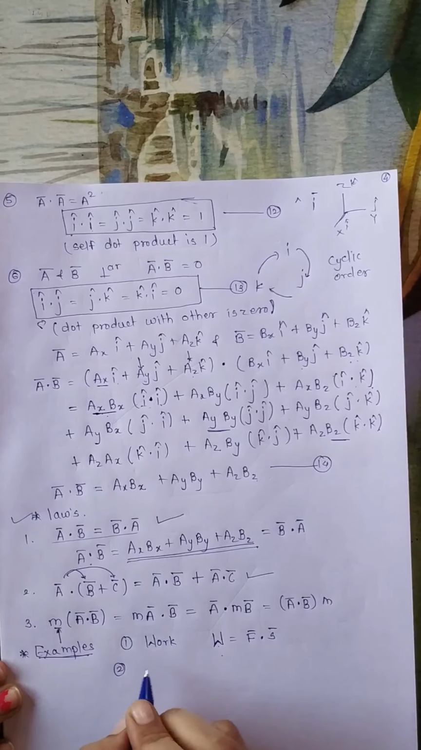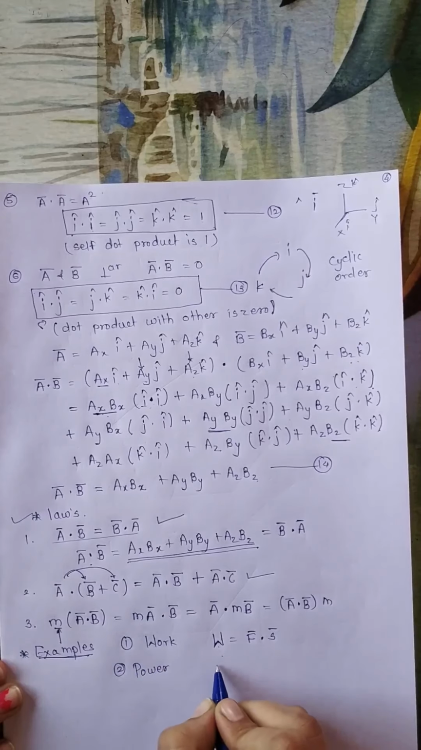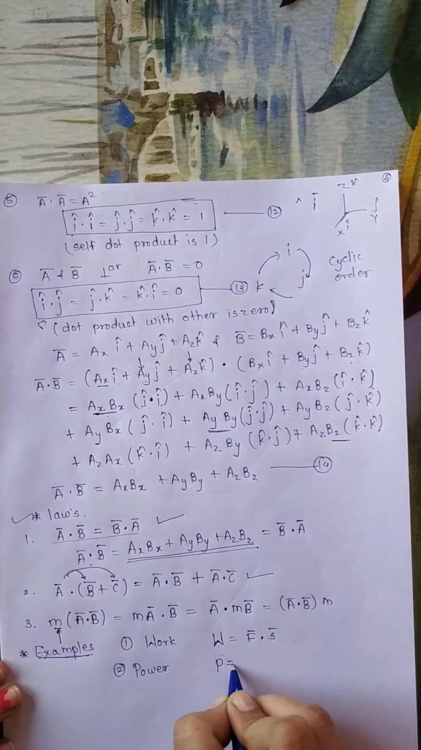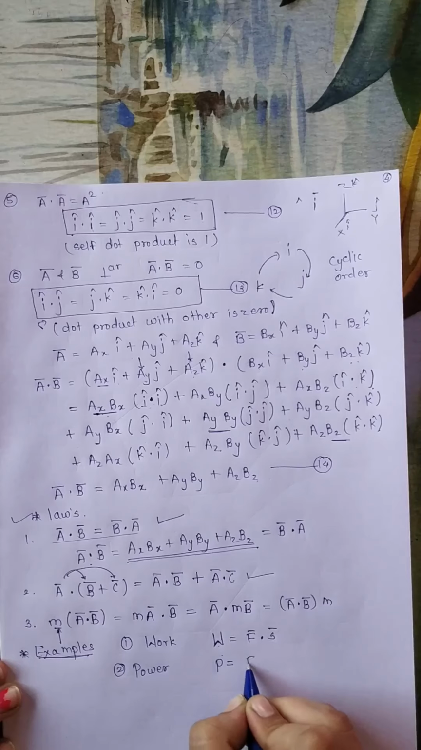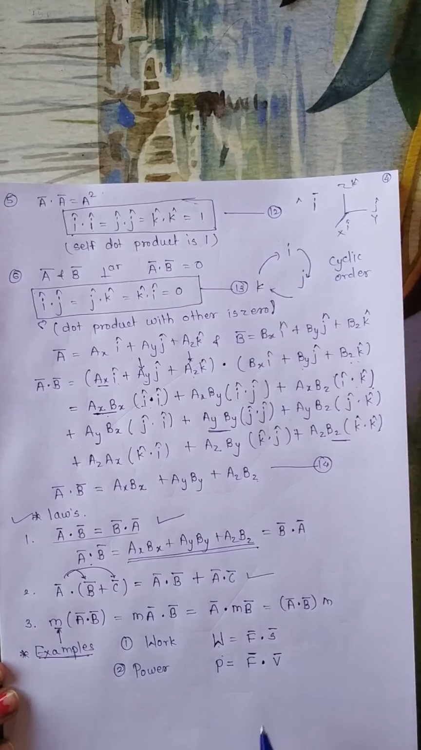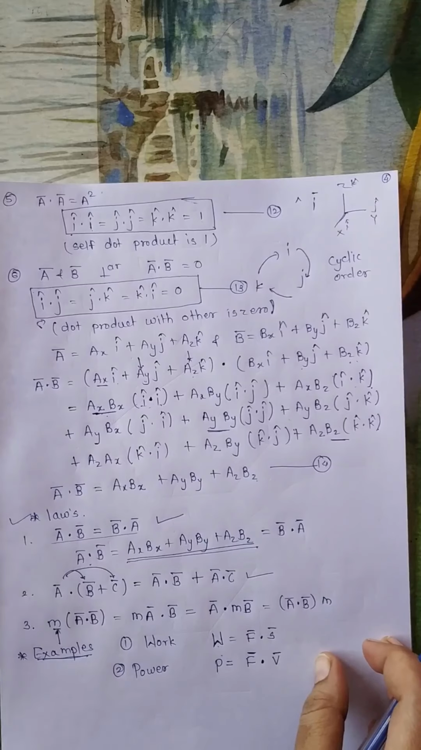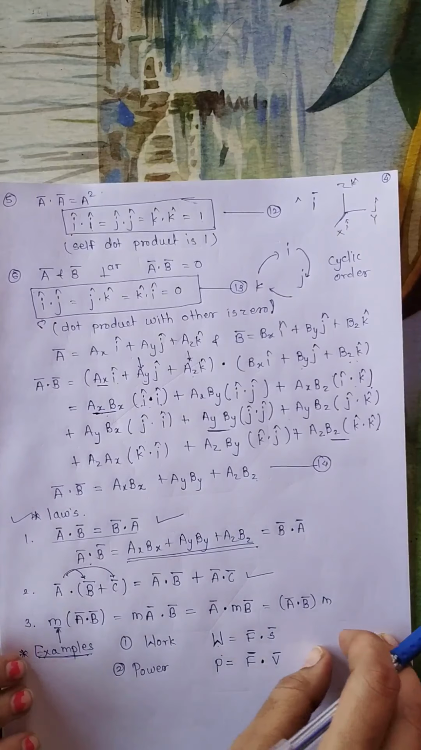Second, if you have to find power, this is again a scalar, therefore power P is calculated as the dot product of F bar dotted with velocity V bar. This means if you take force dotted with velocity, F bar dotted with V bar, you will get P, which is power, and it is a scalar quantity. So we can express power as a dot product over here.